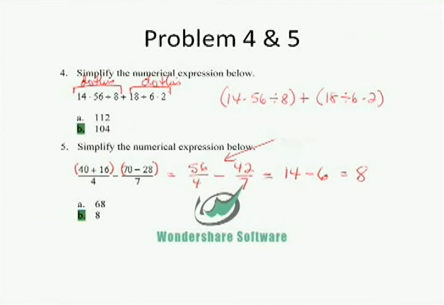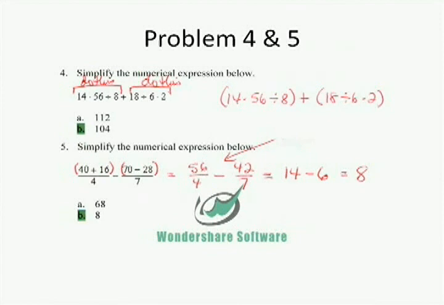Now in the next problem, I rewrote it by putting parenthesis around the numerator. Remember, in a fraction, the numerator is the top number and the denominator is the bottom number. So in the top number, you actually have two numbers, 40 plus 16 divided by 4.